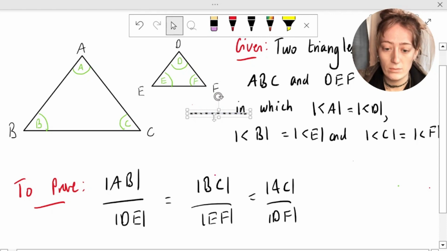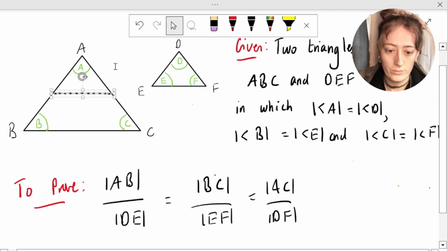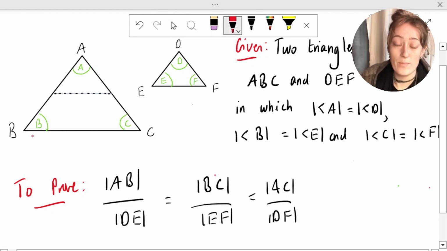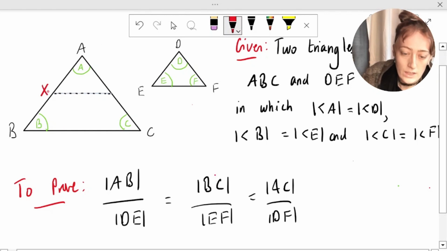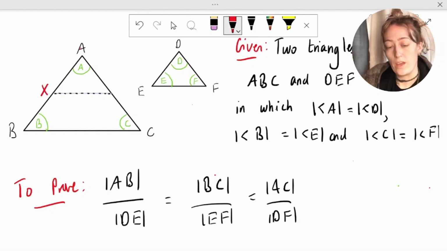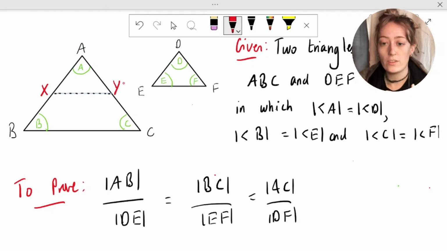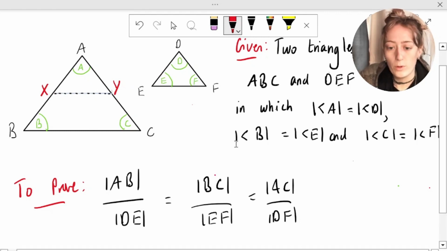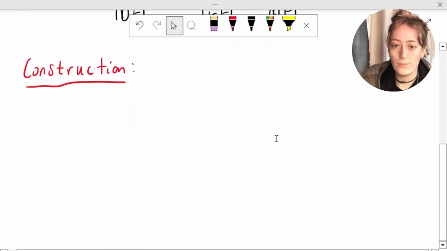We're going to get our dotted line, put it in between here, and the point that the dotted line touches on the side AB is going to be the point X, and the point that the line touches on the side AC is going to be Y. And we're going to have constructed this in such a way that the distance AX is equal to DE, the distance AY is equal to DF, and then you're joining X and Y. Okay, so what do we write down for this part of our proof?